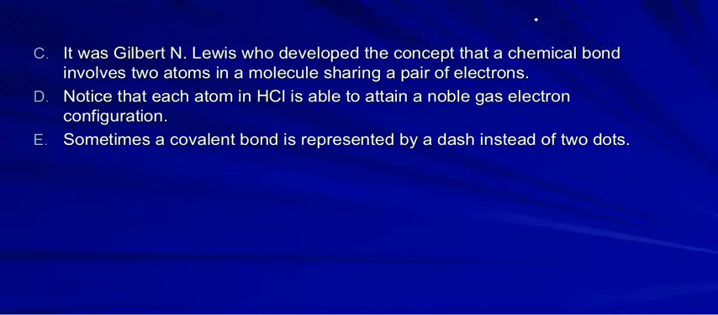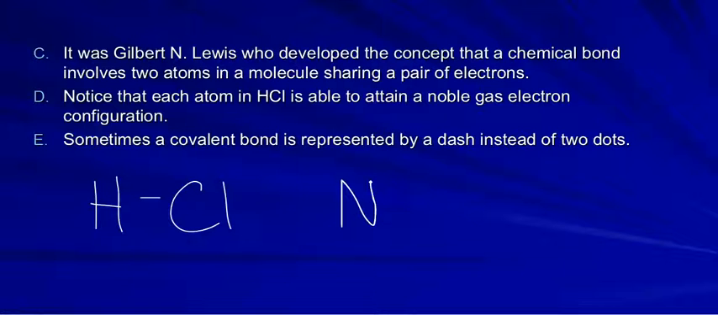Sometimes a covalent bond is represented by a dash instead of 2 dots. So for HCl, we could write it like this. Nitrogen forms a triple bond, so nitrogen could be represented with 3 dashes for the triple bond.